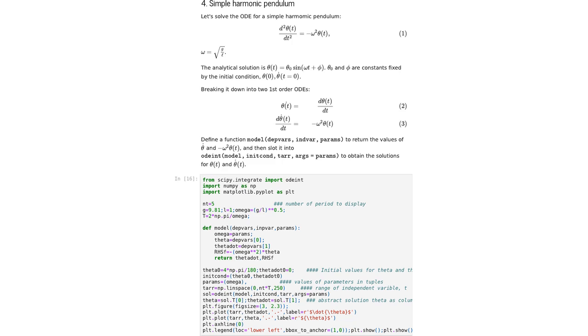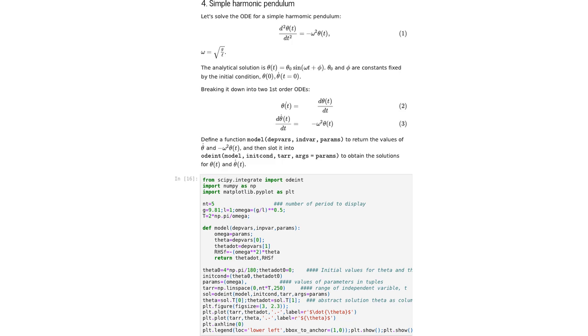Initial conditions for theta, a small angle of 4 degrees, and theta dot, 0, meaning released from rest, are set. An array of time points tarr is created, spanning several periods of oscillation. Finally, ODE is called with the model, initial conditions, time array, and the args parameter to pass omega. The solutions for theta and theta dot are extracted from the output and plotted, visualizing the pendulum's angular position and angular velocity over time.